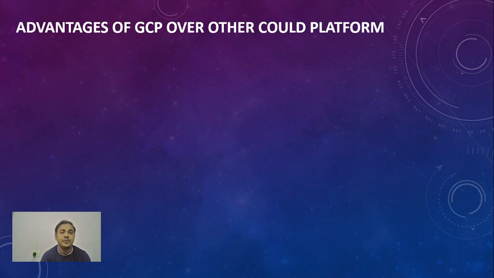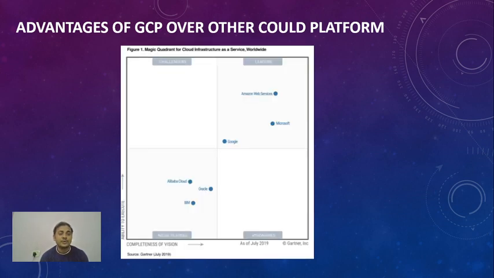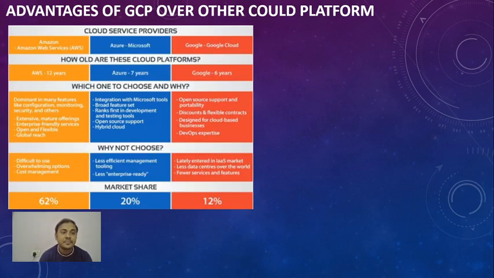Let's understand GCP over other cloud platforms. First, look at this Gartner magic quadrant, published in July 2019, which clearly shows the leader quadrant. We have AWS definitely, Microsoft, followed by Google. So Google has made it to the leader quadrant, which is unique, by the way, and Google is really doing very well in the cloud platform.